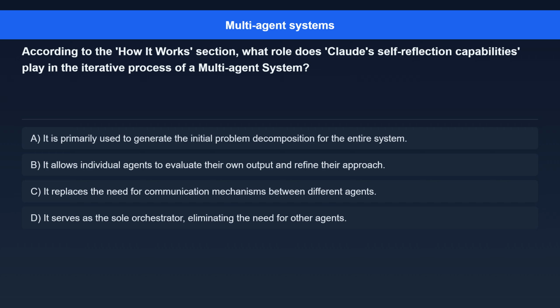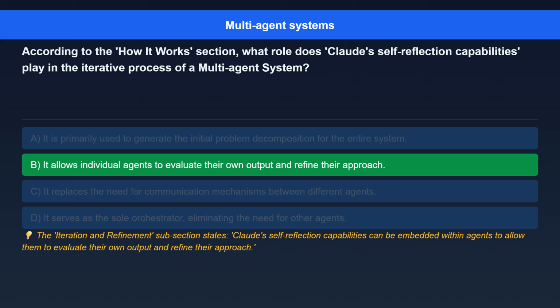Option B. It allows individual agents to evaluate their own output and refine their approach. Option C. It replaces the need for communication mechanisms between different agents. Option D. It serves as the sole orchestrator, eliminating the need for other agents.